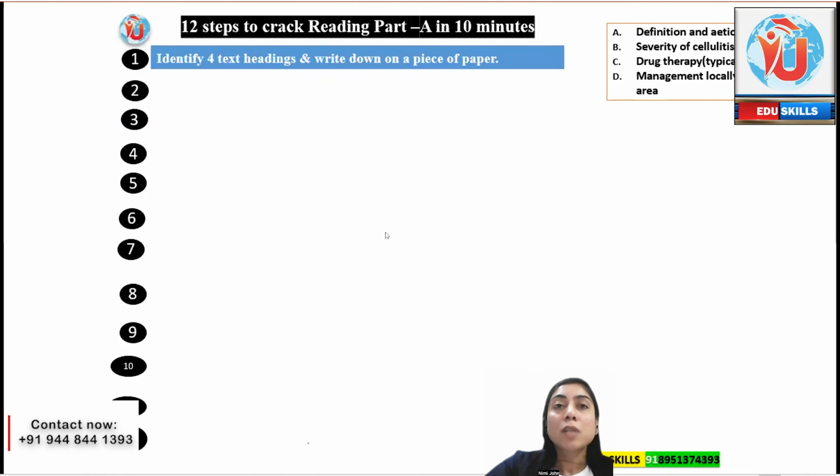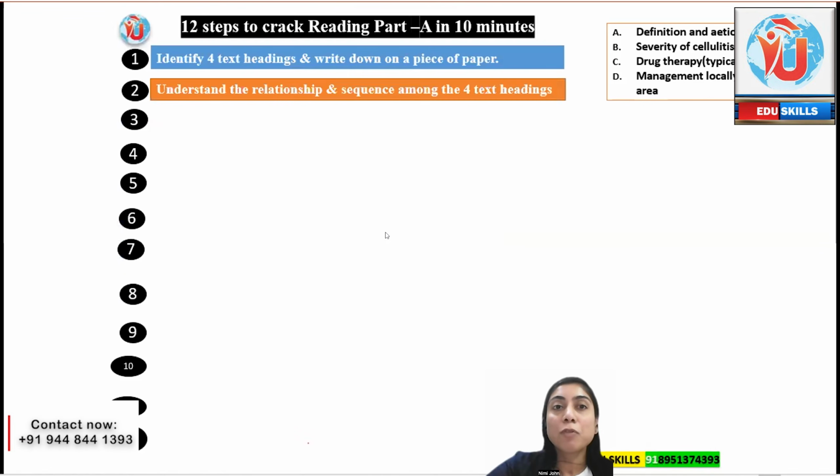Then the 12 steps to crack reading part A within 10 minutes. The first one is identify 4 text headings and write down on a piece of paper. So that is this test. Cellulitis, the text A is about the definition and etiology. So we can imagine what are the things that may be included in the definition and etiology.